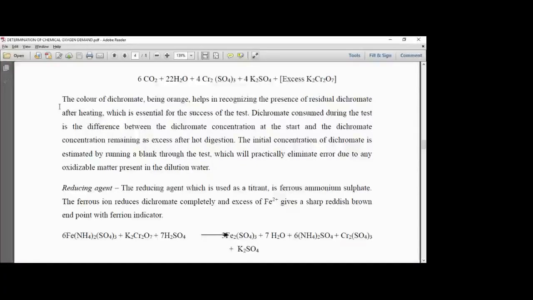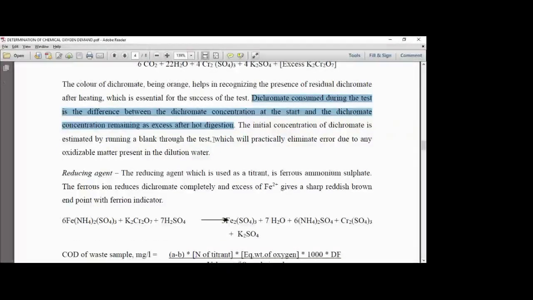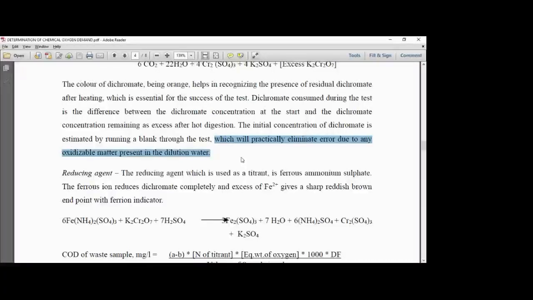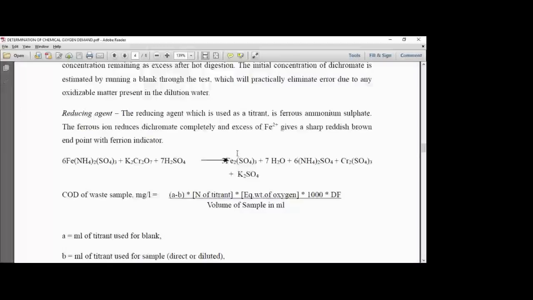Now the color of the dichromate is orange, and it helps in recognizing the presence of the residual dichromate after heating, which is essential for the success of the test. Dichromate consumed during the test is the difference between the dichromate concentration at the start and the dichromate concentration remaining as excess after the hot digestion. The initial concentration of the dichromate is estimated by running a blank through the test, which will practically eliminate error due to any oxidizable matter. We will be seeing this when we perform the practical. As of now, there is no need of understanding it.